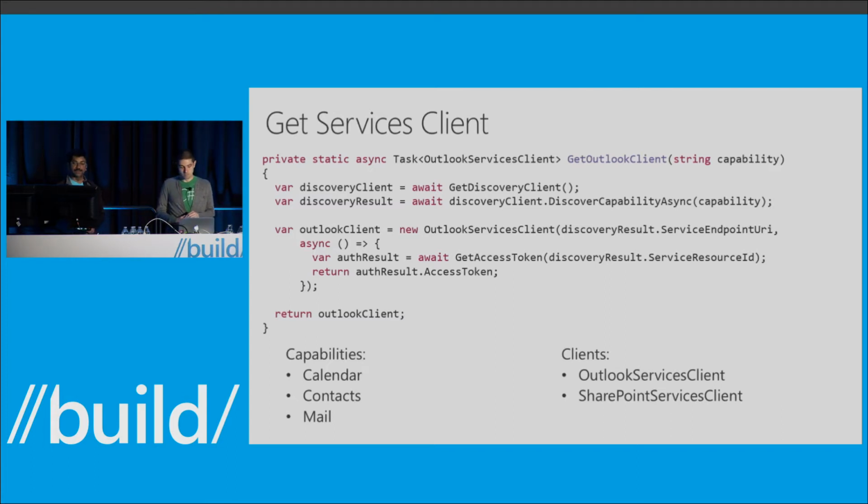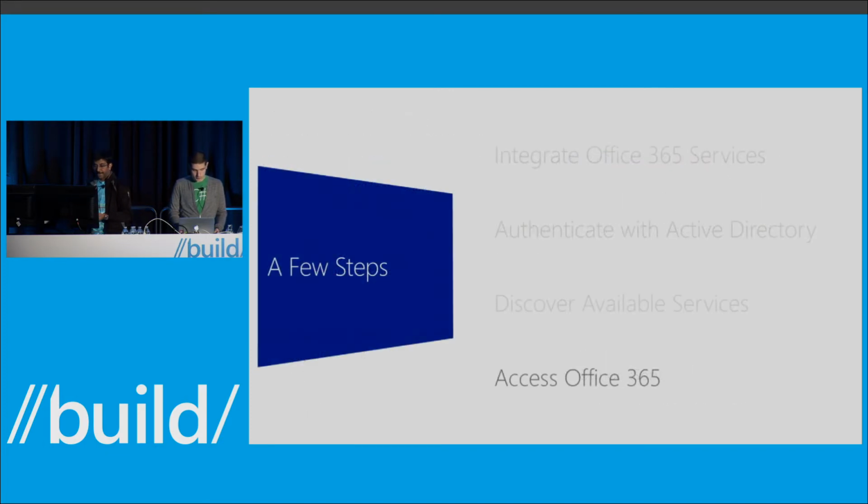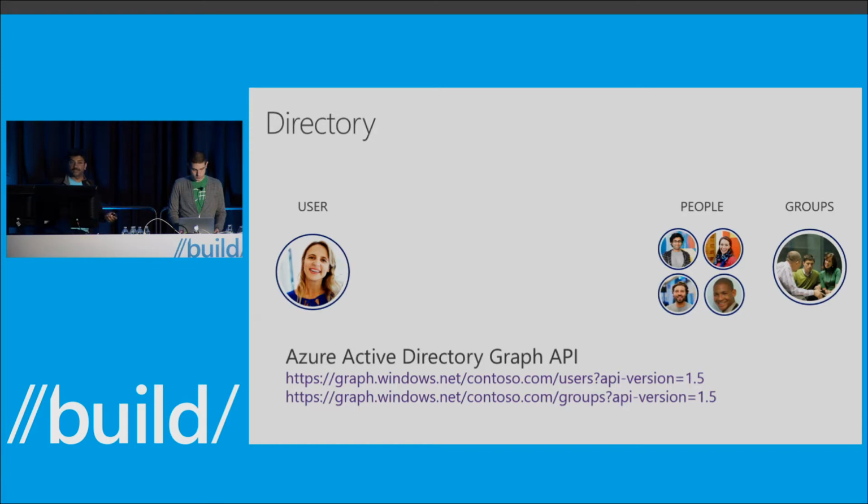Exactly. And this is the pattern across the Office SDKs you will see: for Outlook client or SharePoint client, you'll have an endpoint URI, which is the first parameter you pass, and a function getter to get the access token. So we've seen a lot about the service, but actually how do I know where to go and access this if I don't want to use the SDKs, right?